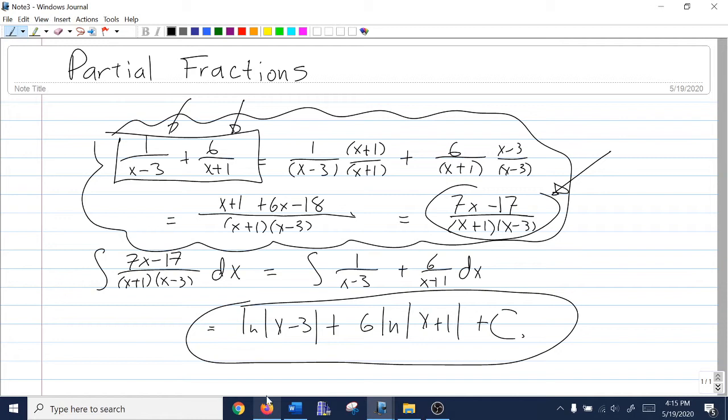I am live now. Talking about partial fractions. So the goal of partial fractions is to look at something like this and figure out how to break it up into stuff like this. And here's how that works.